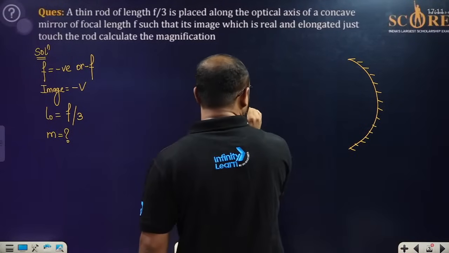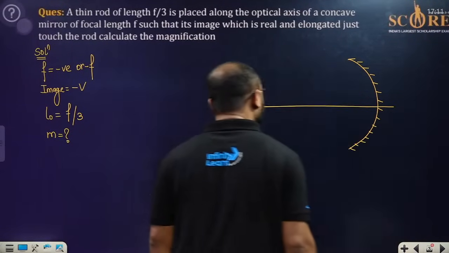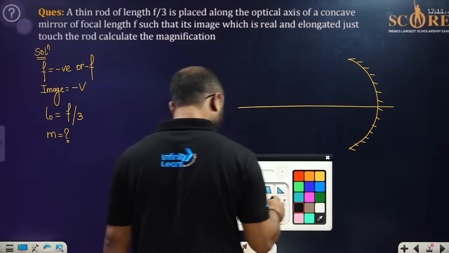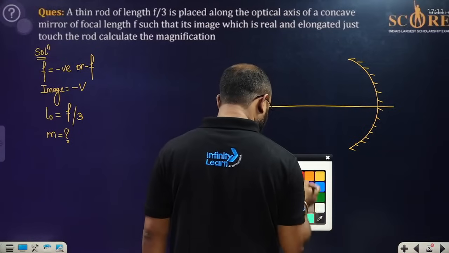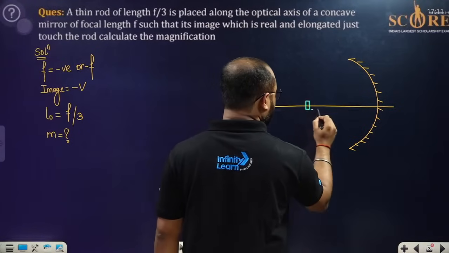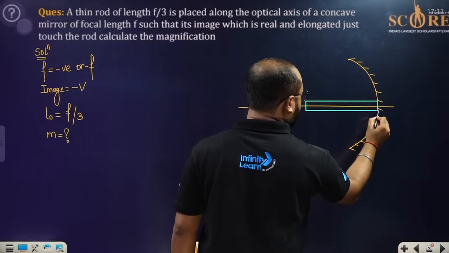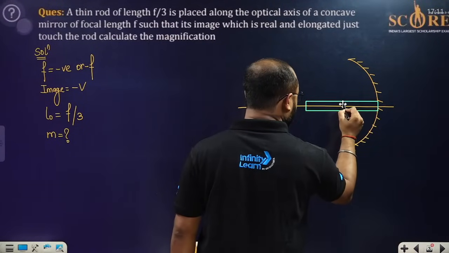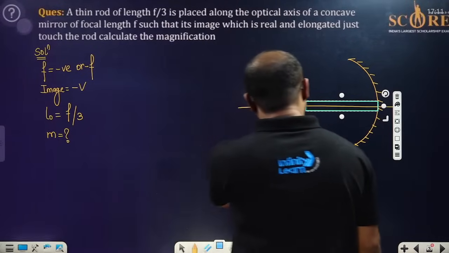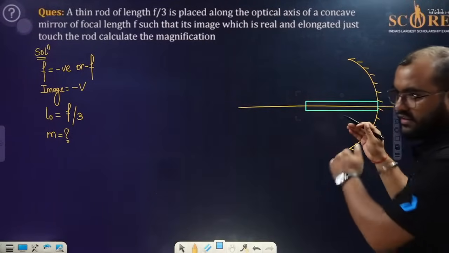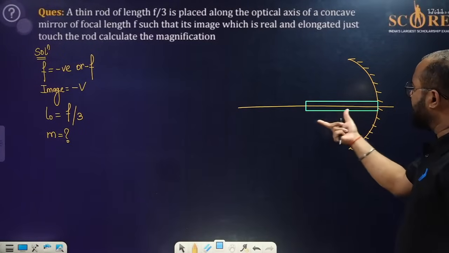It is a concave mirror, everyone. This is the principal axis. There is a rod which is being kept over here. Suppose that this is the rod which has been kept over here, from the optical center itself. The length of this particular thing, kept like this, is f by 3.